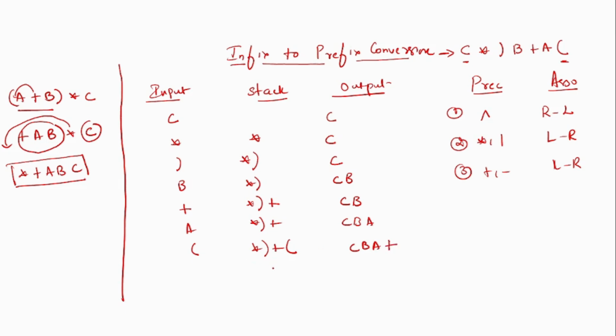Once I pop out plus, I have only the star operator. So now I have scanned through the whole expression, and the only operator that is left is the star operator. So I will pop it at the end, right? Now this is not my prefix expression, I need to reverse this. So I will say here star plus a b c, right? So this is my prefix expression, which is exactly the same as what we have done using the direct method, right?